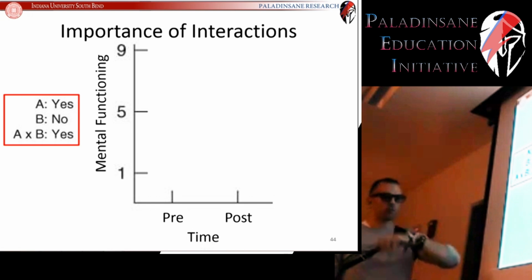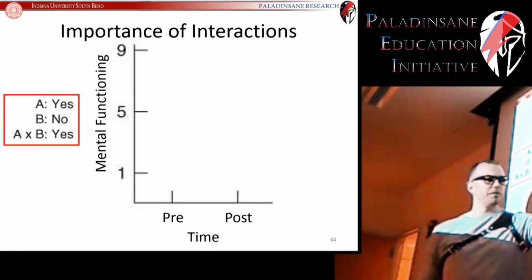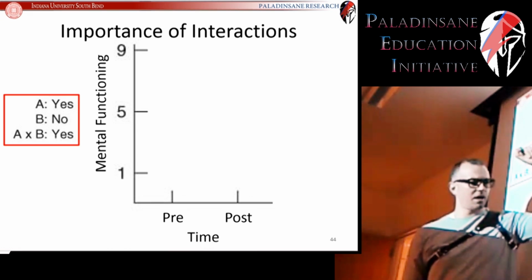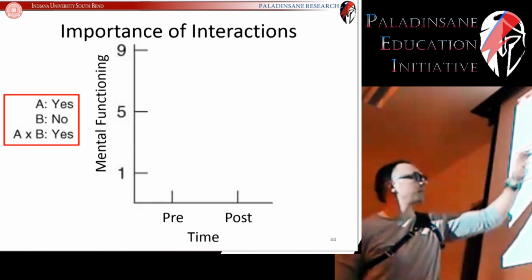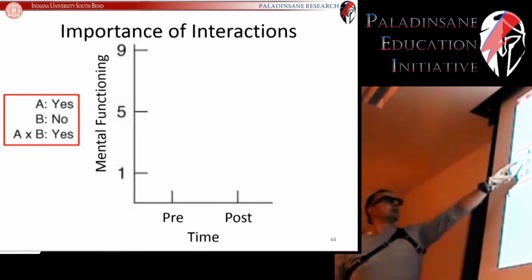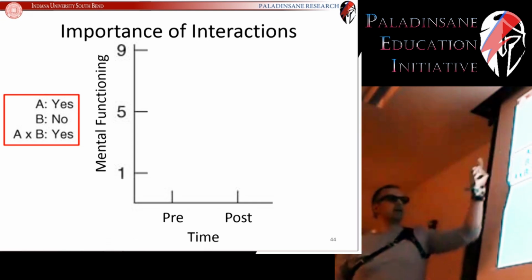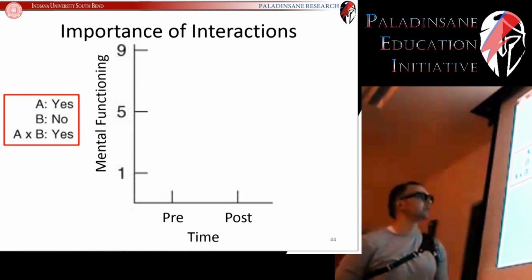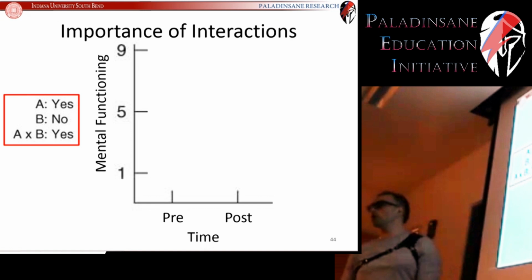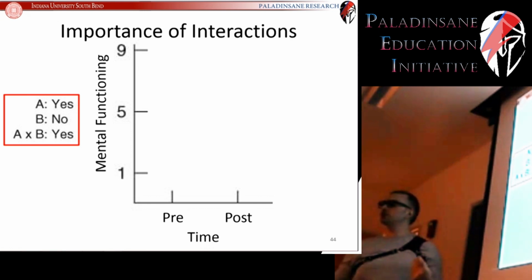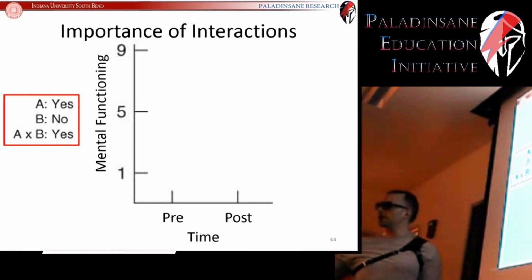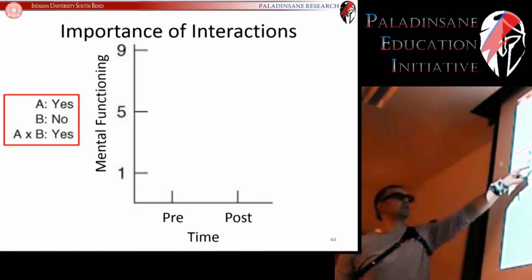All right, so we have pre versus post. That is the A variable. We got mental functioning. That is B. So we have pre versus post. A, yes, there's a main effect. We're going to see that mental functioning is better in post. B, on the other hand, says that there's no main effect. What this means is that in general, there was no difference between the functioning of the OCD individuals and the functioning of the depression individuals. There's no difference there.